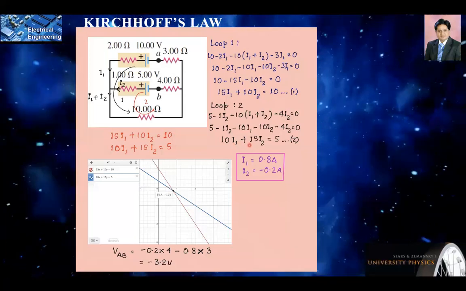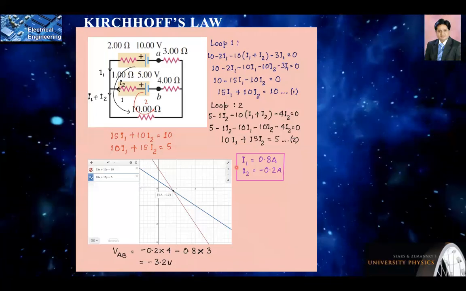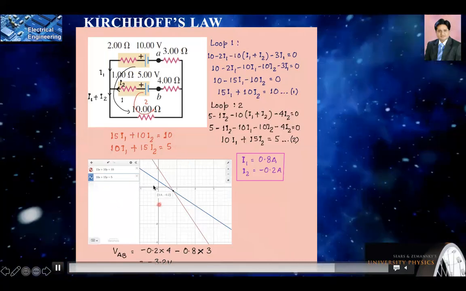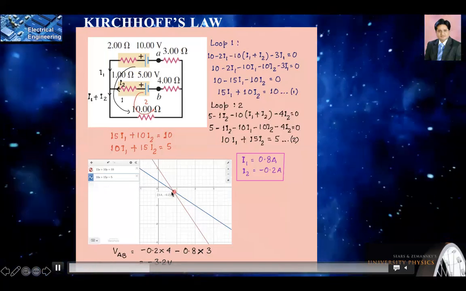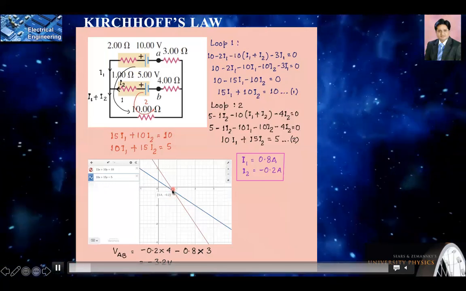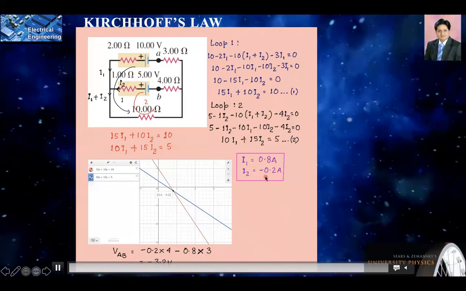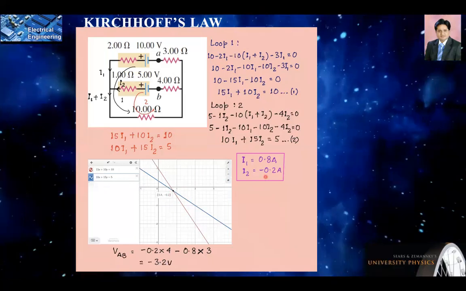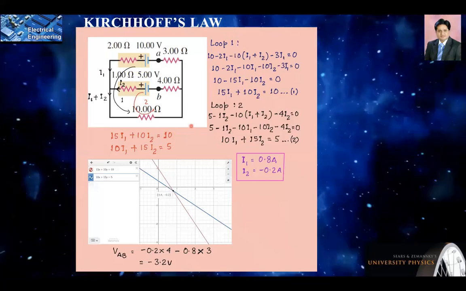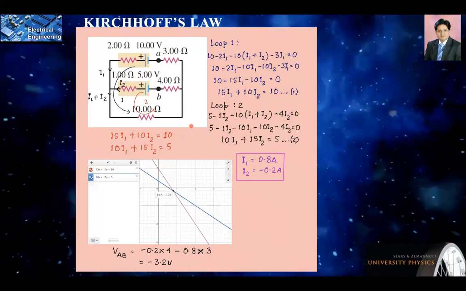Now you are allowed to use graphing calculators, TI-84 or TI-Inspire in your exam. So plot these graphs on TI-84 or TI-Inspire, and this is where I plotted the graph. And you see the point of intersection. The point of intersection is 0.8 and negative 0.2. So that is my current. So I1 is 0.8 and I2 is negative 0.2. So that means the direction of current I2 that we have taken is actually opposite to our assumed direction. So that's how you solve for I1 and I2.